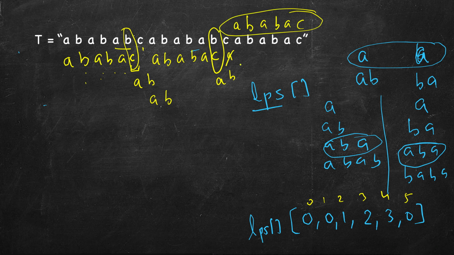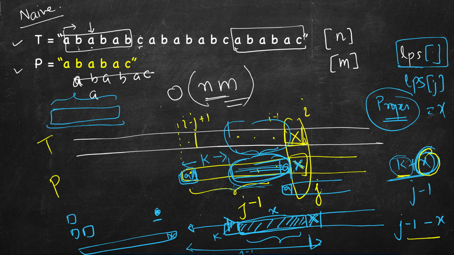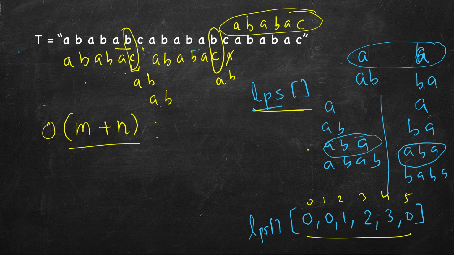So here we are saving on some repeated comparisons, and the time complexity will be O of m plus n. Now the main task is how to build this LPS array. So let's try to build it for this case. Here we built it manually by looking at the pattern, but how will we do it in the code? The pattern is A, B, A, B, A, C.